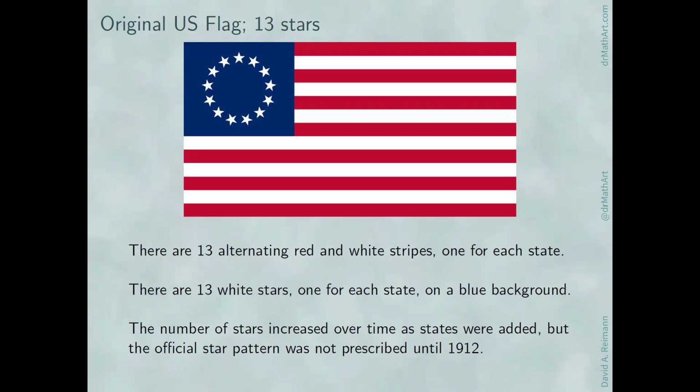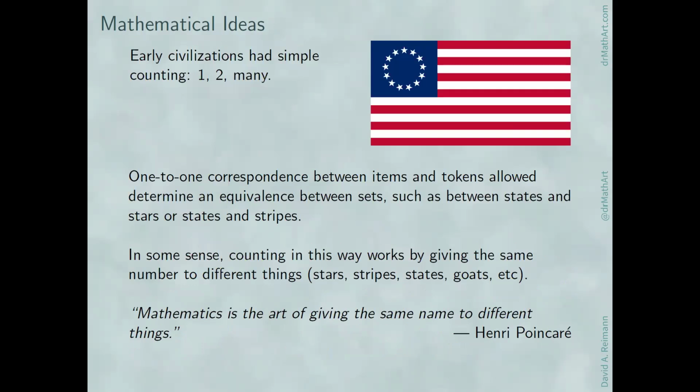Over time, new states were added to the United States and the flag changed, but these are kind of the bookends of those two patterns. So, early civilization had simple counting, one to many. We can put things into one-to-one correspondence: states and stars, states and stripes, sheep and tokens, whatever. In some sense, counting works by giving the same number to different things. So stars and stripes or goats and whatever.